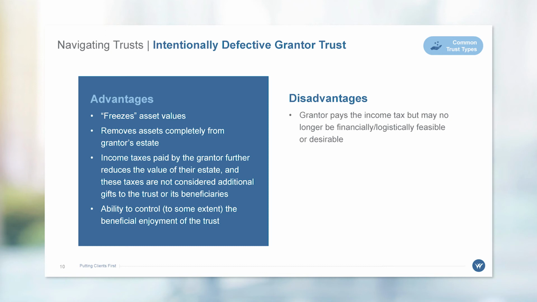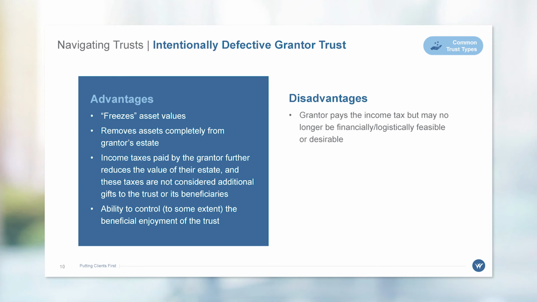So we've talked about the advantages of this particular type of trust. It removes the assets from the grantor's estate, gives beneficiaries the benefit of the appreciation without incurring transfer taxes. Income taxes are paid by the grantor, which further reduces the value of the grantor's estate. And these tax payments are not considered additional gifts to the trust or its beneficiaries. There is no recognition of gain or loss if the grantor engages in a sale of assets to the trust. And the grantor is also granted the ability to control, to a certain extent, the beneficial enjoyment. Most irrevocable trusts do not include a grantor trust provision like this because it requires the grantor to relinquish all rights and powers with respect to the trust.